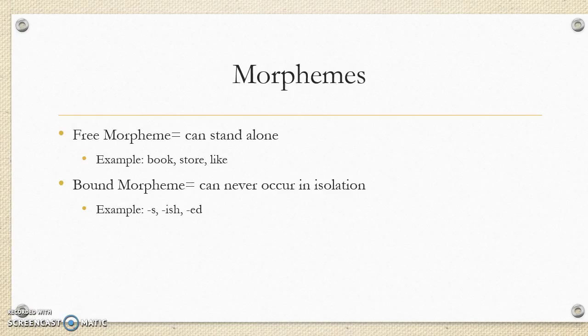A free morpheme can stand alone, like book or store or like. A bound morpheme can never occur in isolation, like S or ISH or ED.